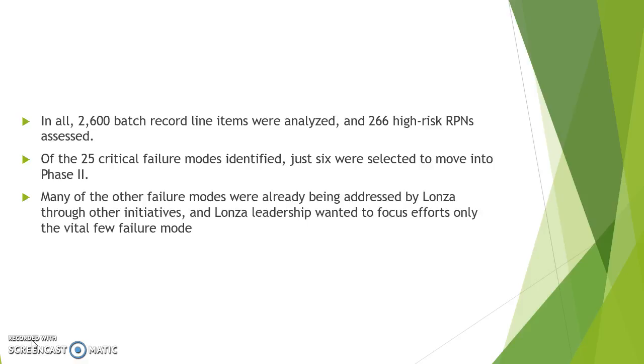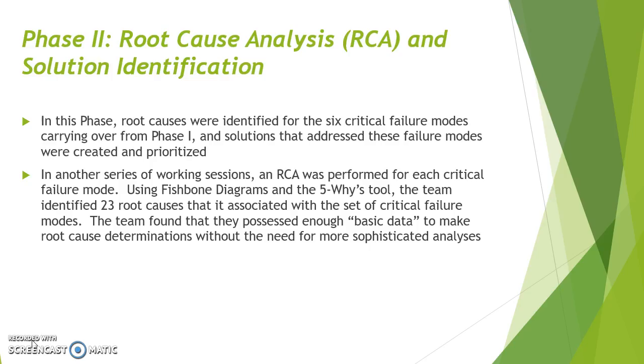In all, 2,600 batch record line items were analyzed, and 266 high-risk RPNs assessed. Of 25 critical failure modes identified, just 6 were selected to move into phase 2. Many of the other failure modes were already addressed by Lonza through other initiatives, and Lonza leadership wanted to focus efforts only on the vital failure modes.